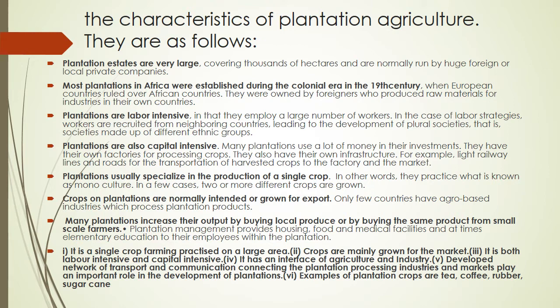Two or more different crops are also grown in some cases. Crops on plantations are normally grown for export. Only a few countries have agro-based industries which process plantation products. The basic purpose of plantation agriculture is commercial, for cash crops. Hence, it is always grown with an aim for growth and for export.